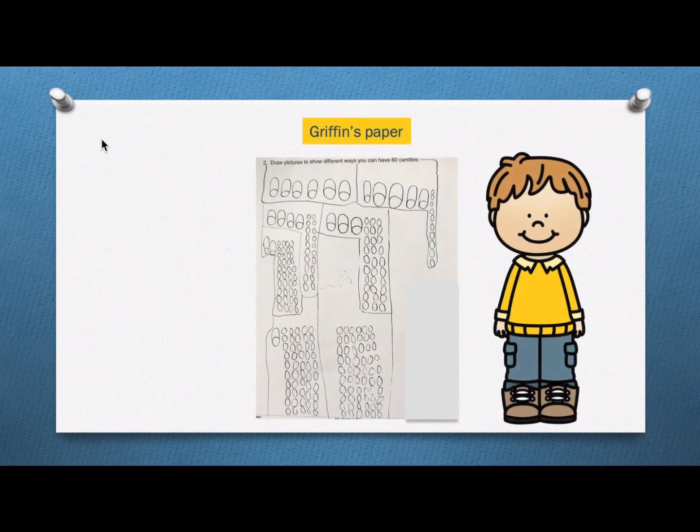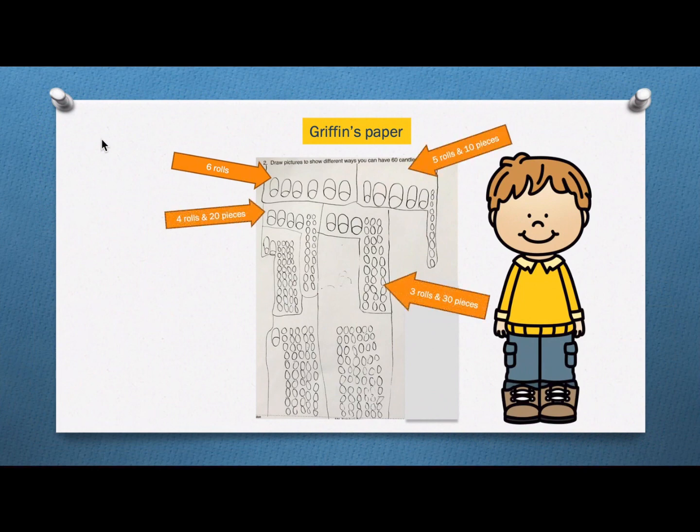Griffin's paper shows all of his work for this task. We can see that he was systematic in his drawings. First, he shows 6 rolls, next 5 rolls and 10 pieces, then 4 rolls and 20 pieces, 3 rolls and 30 pieces, 2 rolls and 40 pieces, 1 roll and 50 pieces, and 60 pieces.